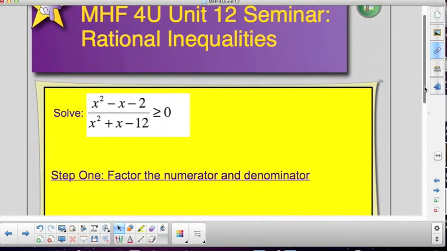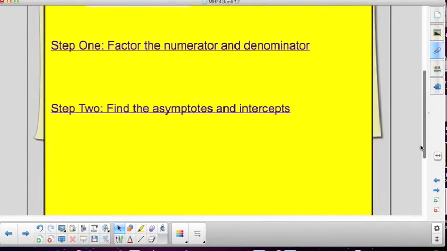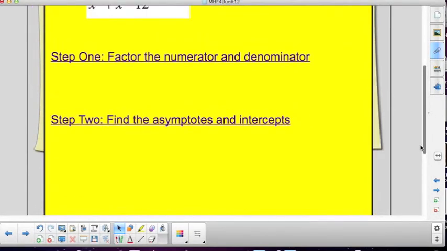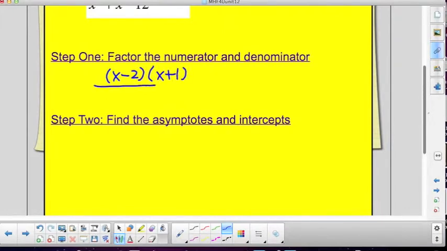So first, you can do it on your own. Step 1, factor the numerator and the denominator. Okay, so if you did it properly, you should have written down x minus 2 times x plus 1 all over x plus 4 times x minus 3 is greater than or equal to 0. That's what you should have written down.